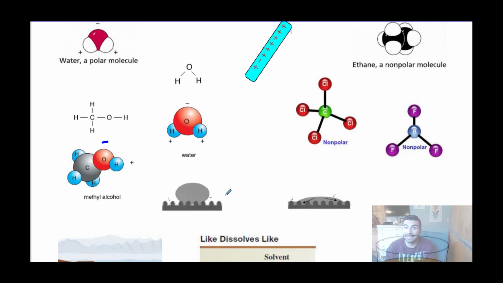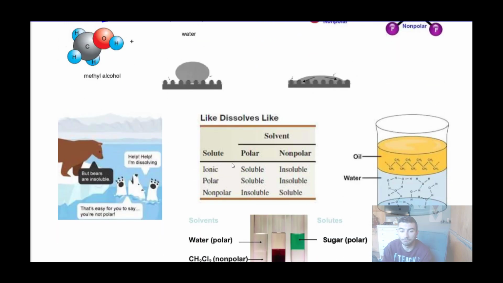Nonpolar molecules that lack a positive and negative end do not have strong intermolecular forces of attraction, so they don't hold themselves to each other strongly or tightly, so they will spread more on the wax paper like we saw.